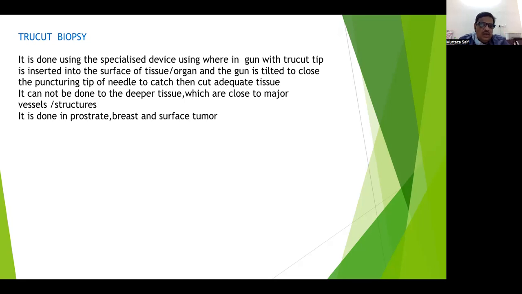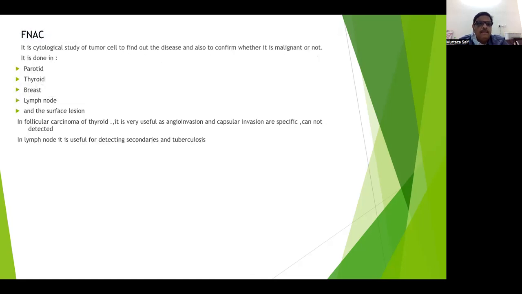neck, the trachea and carotid. It is done in prostate, breast, and in surface tumors. So we can take a true cut biopsy of the breast and of the prostate. We are taking it already. FNAC, we have frequently done FNAC.